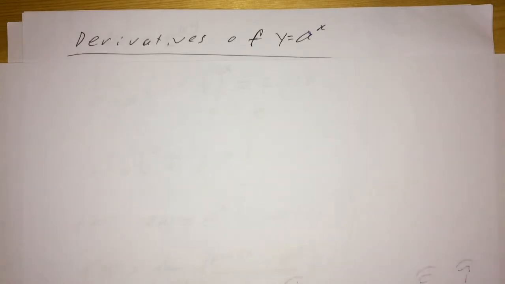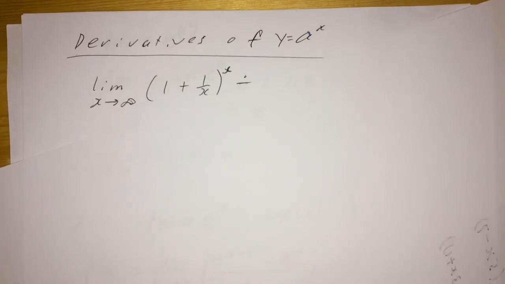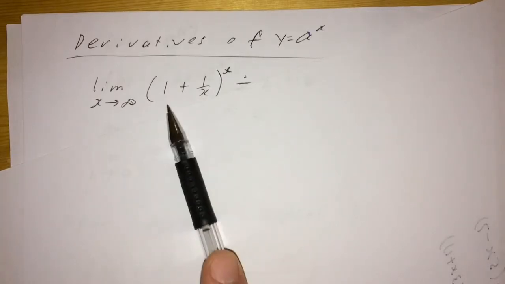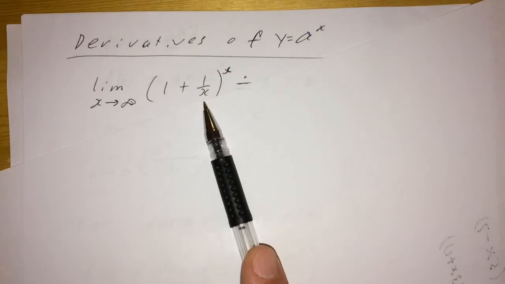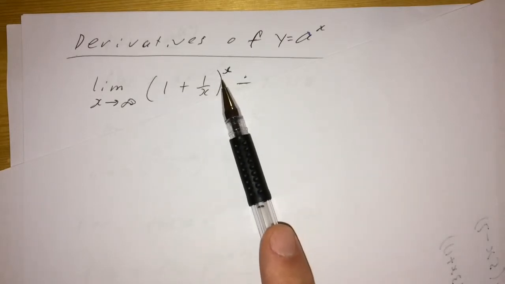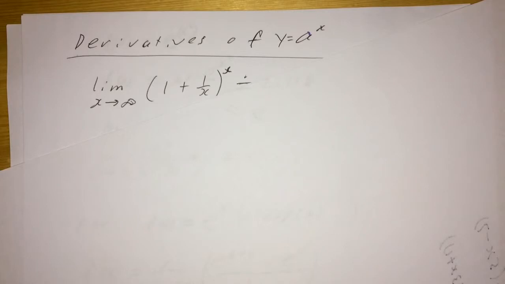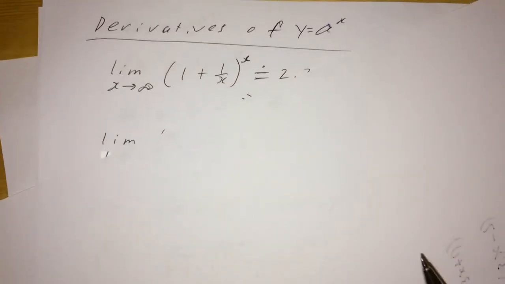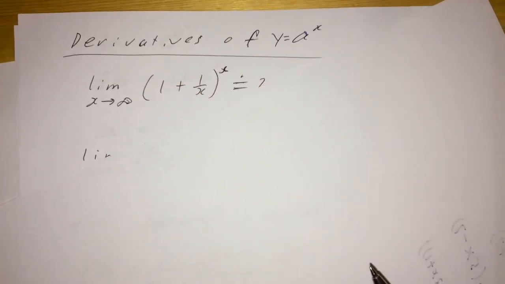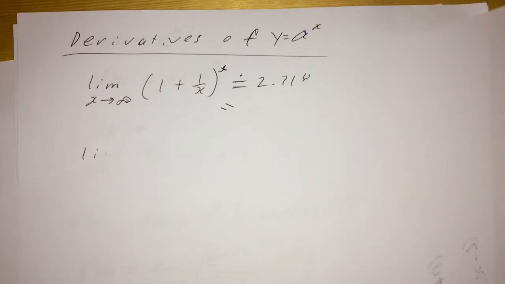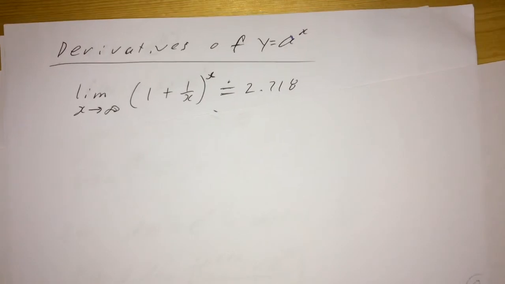For an exercise, I want you to try and work out the limit that you see here: the limit as x goes to infinity of (1 plus 1 over x) to the power x. The only way you can really do this is by subbing in some numbers. So pause the video and give it a try. Now if you come back, check to see if you got the right answer. It should be about 2.718.